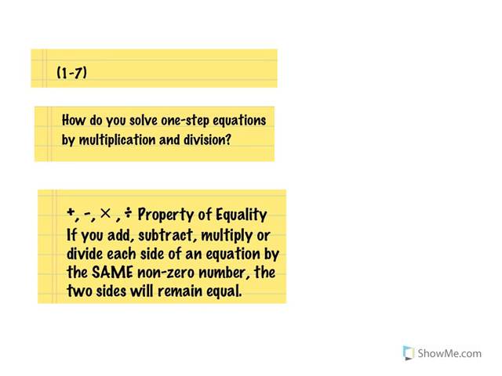We're taking pieces, doing the opposite to isolate that variable. But this property of equality basically says if you do it to one side, you have to do it to the other side to keep it equal. So make sure you have that property of equality down, and we'll move on to our first example.